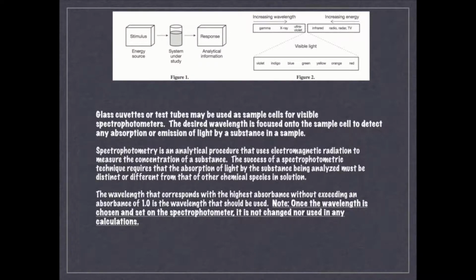The wavelength that corresponds with the highest absorbance without exceeding an absorbance of 1, which we'll look at in just 1 second, we don't want it to be above 1, is the wavelength that should be used. And I'll explain all of that and how to use a wavelength using the spectrophotometer. Note, once the wavelength is chosen and set on the spectrophotometer, it is not changed nor used in any calculations. We're going to set it on the spectrophotometer and then we're going to leave it alone.